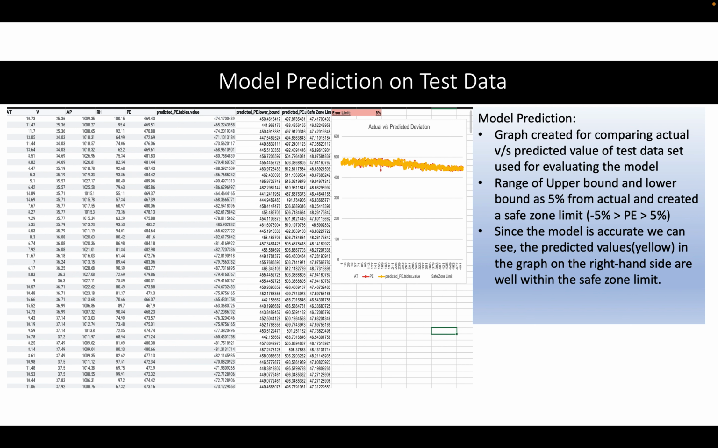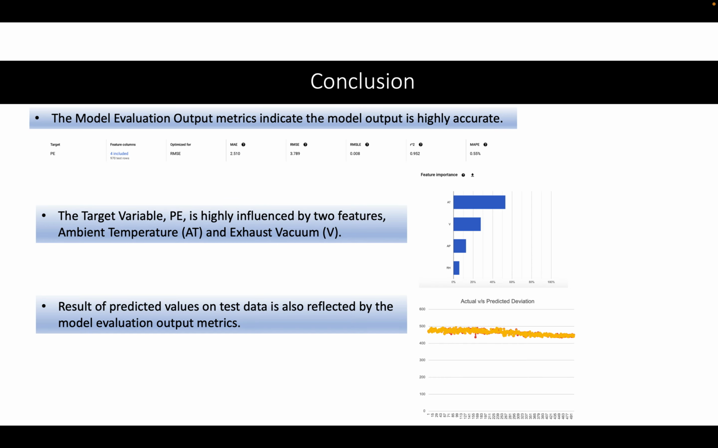I tried to create a chart for the actual versus predicted deviation. You can pretty well see here the whole range is somewhere between 440 to 500, which is very good and accurate modeling, I can say. As you can see in the chart, it is in yellow color, and the safe zone limit is basically within the whole range that we can see. The predicted values are pretty close to the actual values that we have. So the model has been pretty accurate in this case.